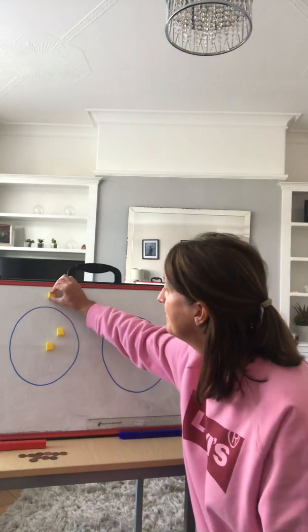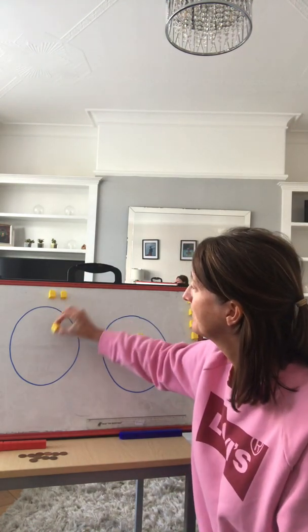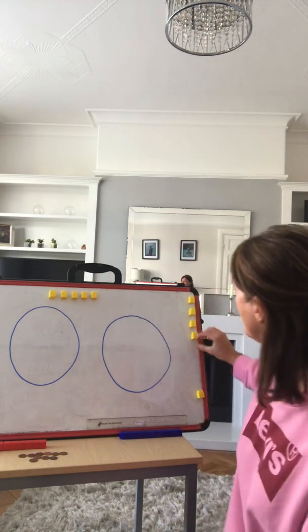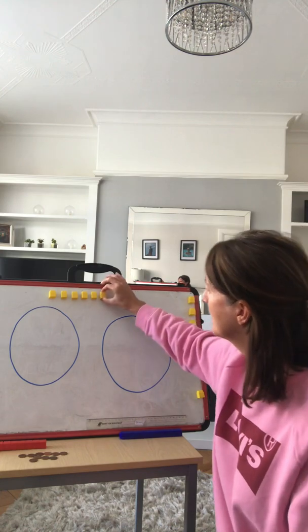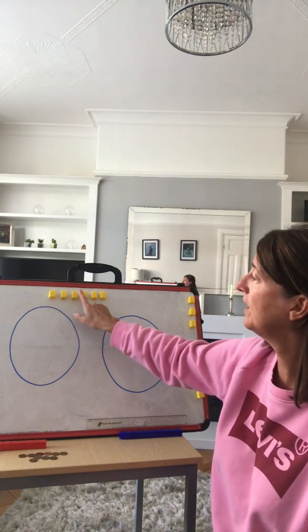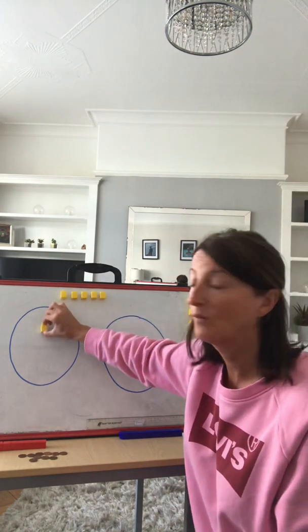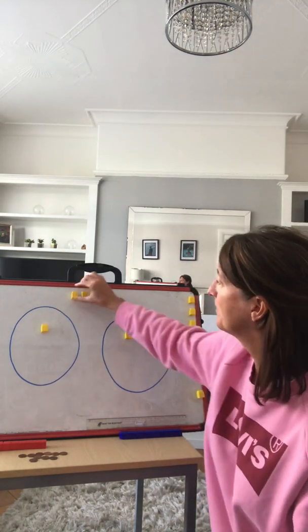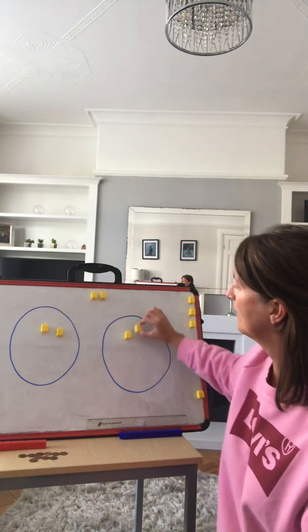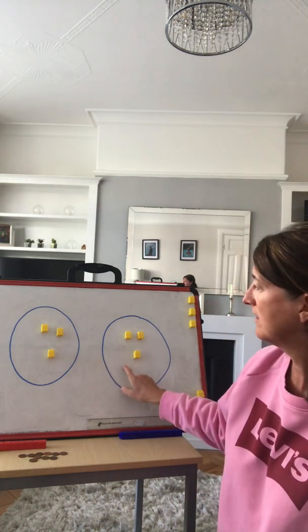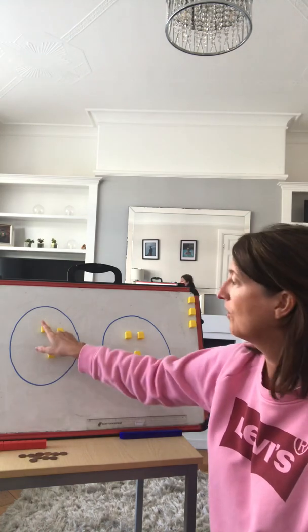Right, let's try again. Let's try another one. So we've got 1, 2, 3, 4, 5, 6. So I'm going to split them again. 1, 2, 3, 4, 5, 6. Is that right now? 2 parts. Let's count, are they both the same? 1, 2, 3, 1, 2, 3.